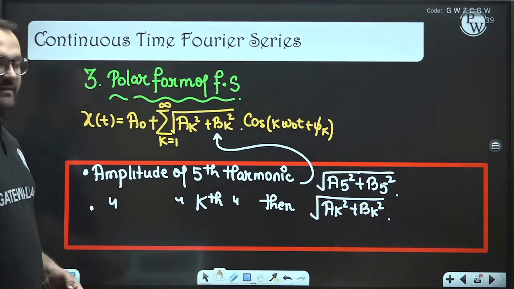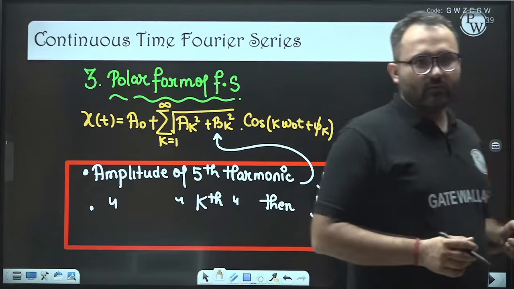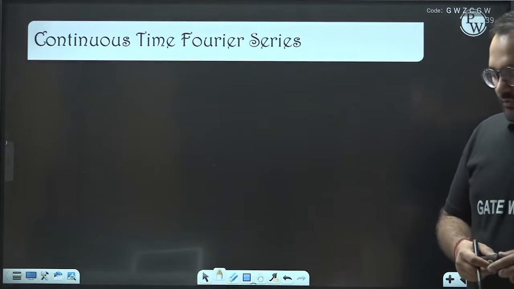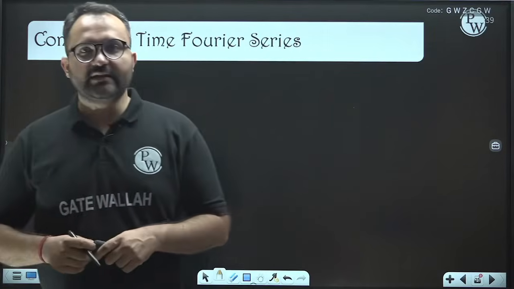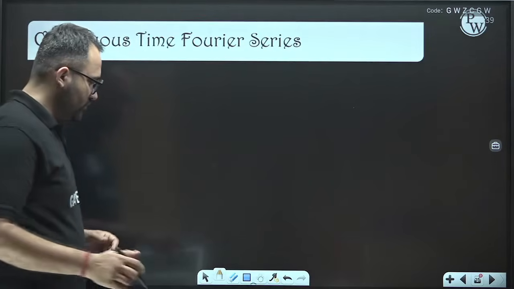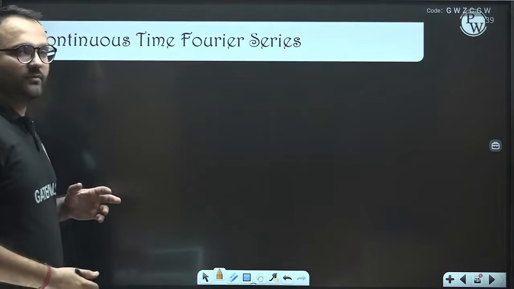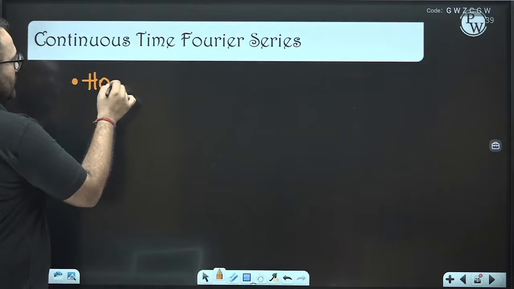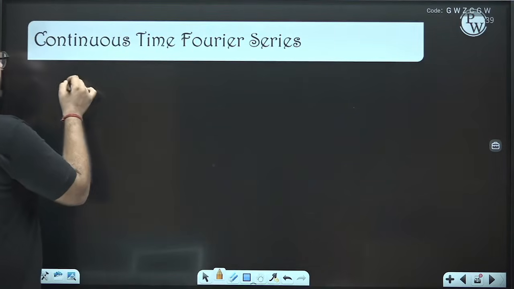Great. So these are the three forms in which we can find the Fourier series. Now before moving ahead, we will see one or two things, like how to find the Fourier series of signals written in terms of sine, cos and complex exponentials. Before moving to properties, let's solve one question, finding the Fourier series of a signal.